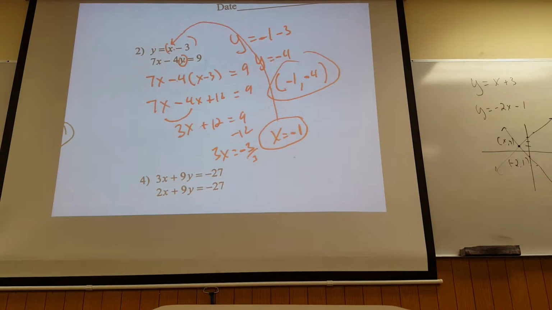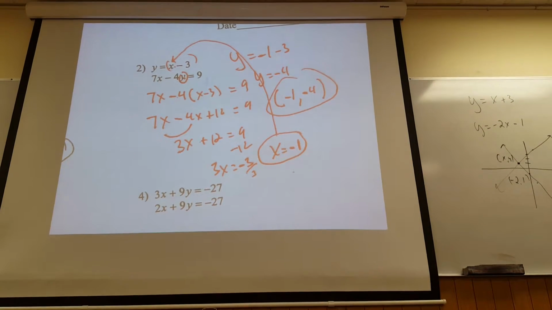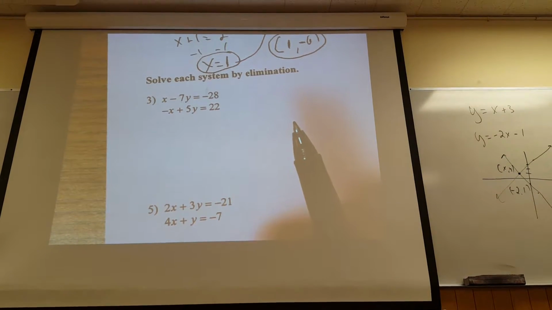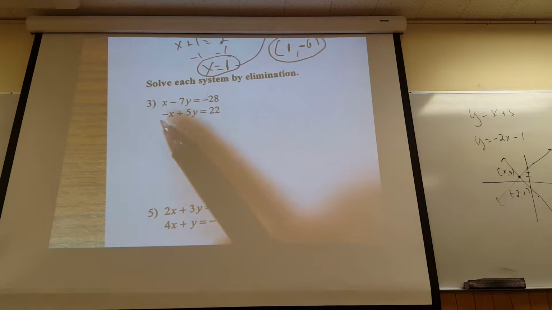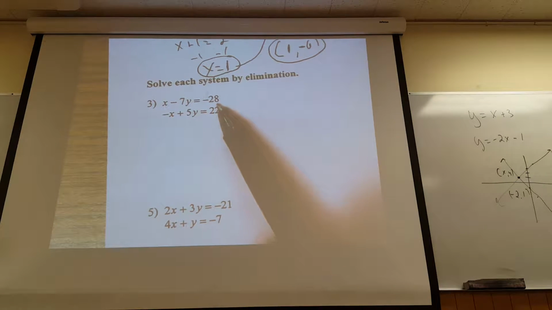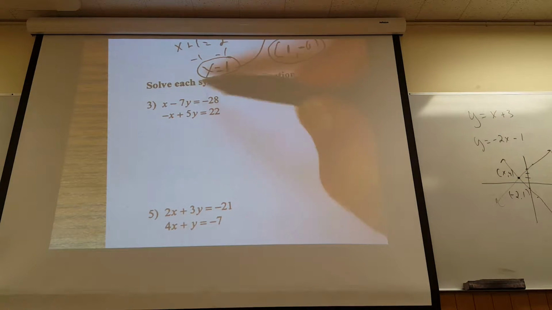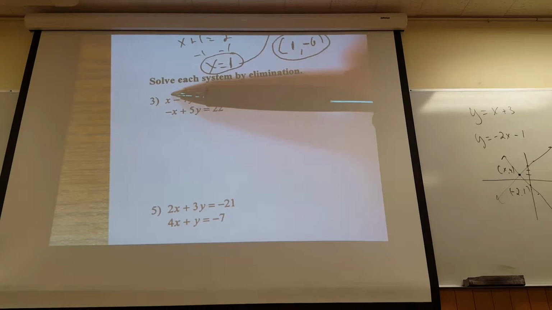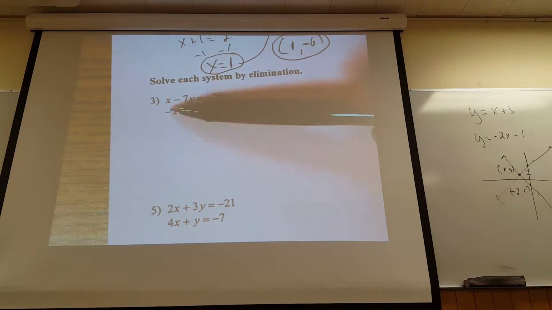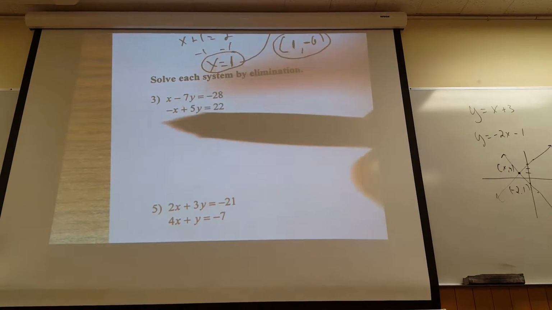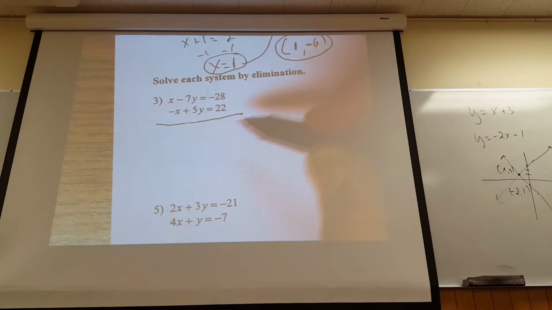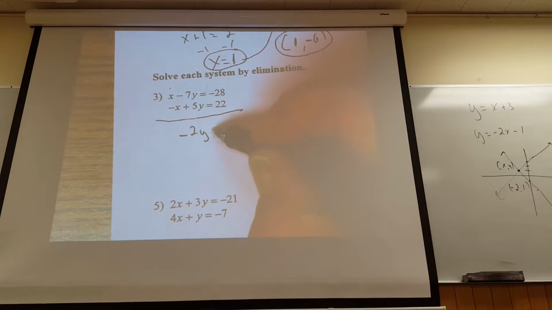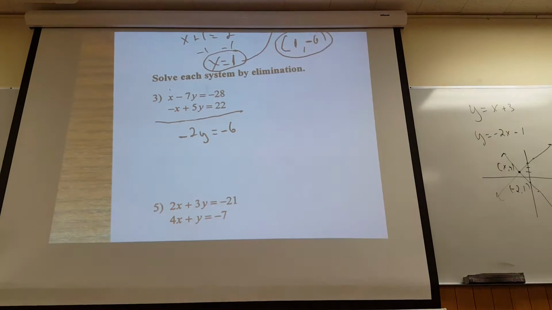Most of the time that we will be doing these problems, they'll be in this standard form like this, and that means the x and y are on one side and the numbers are on the other. We do elimination. That means we set them up so that when we add together, we eliminate the x or the y. So when I add these two together, the x's go out and you get negative 2y equals negative 6.